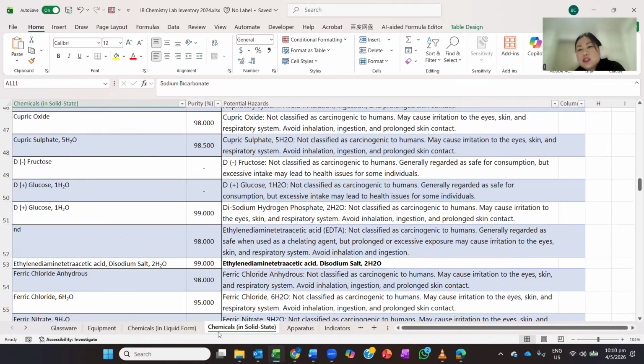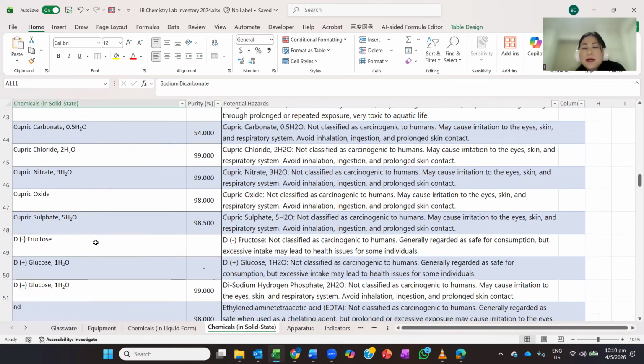Now, most of the chemicals are in solid state. That's why they can last. So if you want a certain thing, copper sulfate, do we have it? Then you go to this table and check.